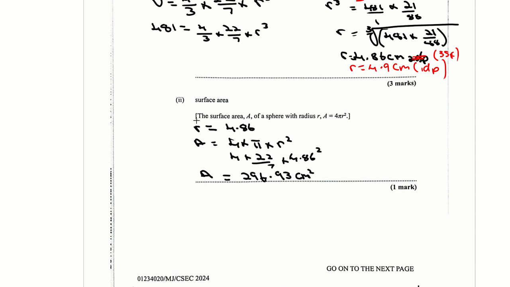Then they said part 3, the surface area of the sphere with radius r. We found out r to be 4.9. They told you the area is 4 pi r squared. So that's 4 by 22 over 7 by 4.86 squared, or 4.9 squared. And you'll get the area of your sphere. And that is the answer for this question.